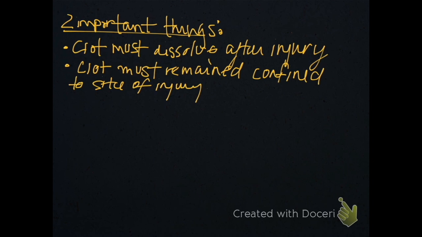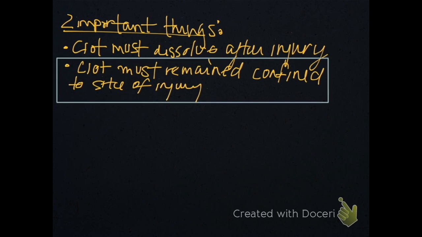If it's starting to form on normal endothelial surfaces and other places in the body, that's when we've got a pathologic issue at hand, and that's when problems can occur. So it's important that things must remain confined. And uniquely enough, there's actually various different mechanisms the way our body is able to do that.